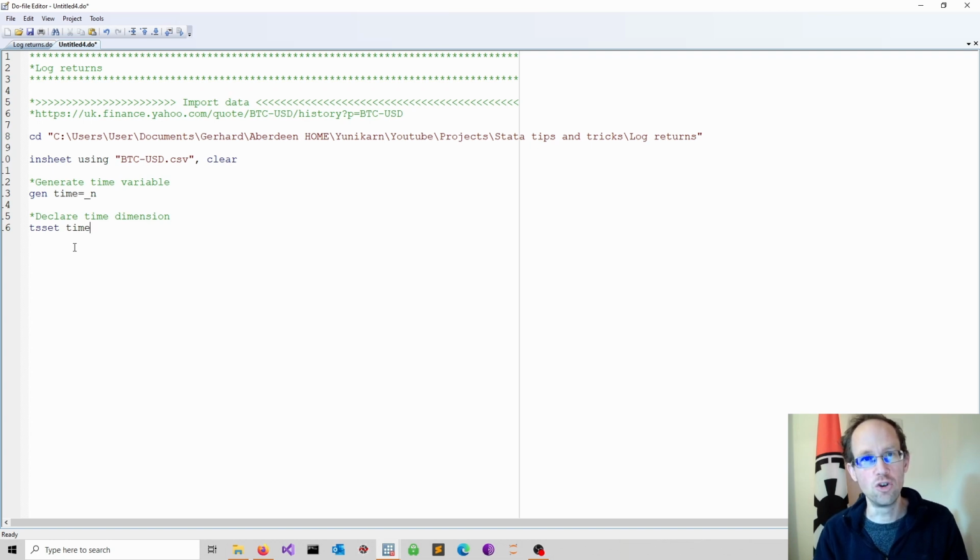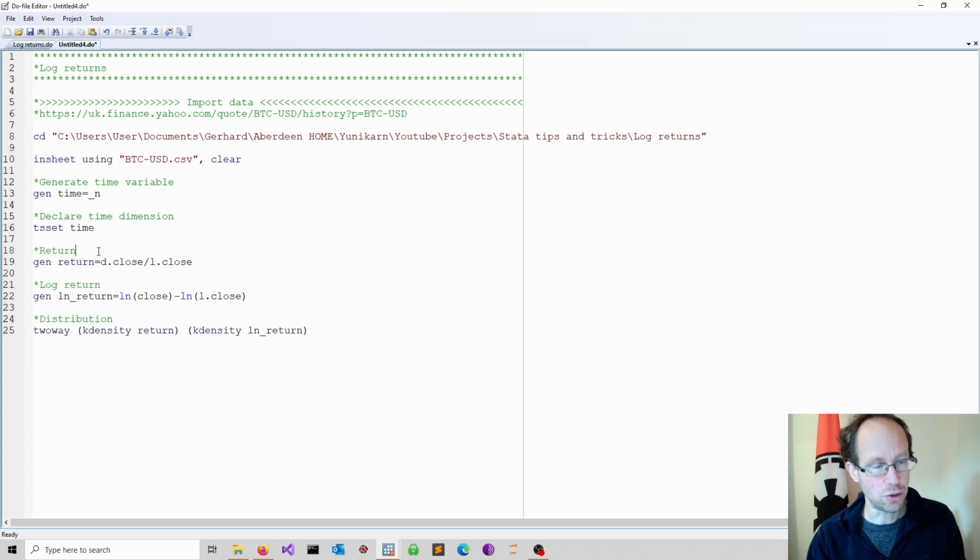Next, I will generate a normal return, which is simply the change in price divided by the previous value. And then I generate a log return. I have done another video on logarithmic functions and E functions, and also I went more deeply into continuous compounding. So next I generate the normal return, which is the change in price using the time series operator D dot divided by the previous value of the closing price, which refers to L dot using the lag operator.